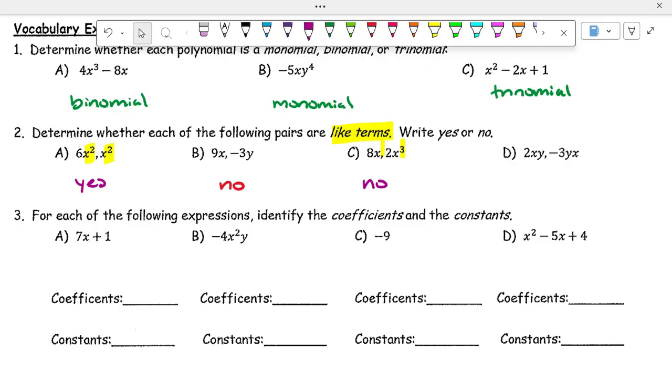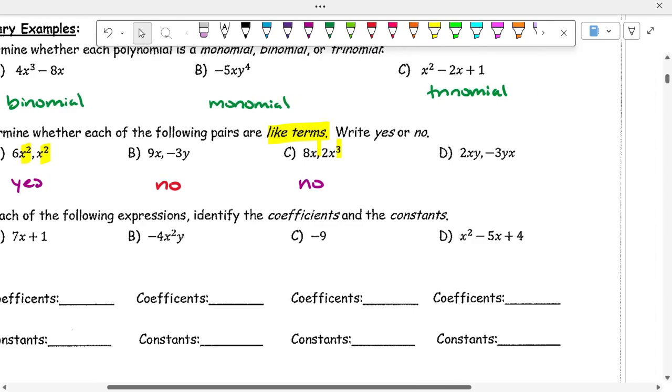What about the last one? Yes. So even though it's written out of order, remember, multiplication is commutative, meaning you can change the order and it'd be the exact same thing. So xy and yx are technically the exact same thing because it's the same two variables, and they're raised to the same power, which is 1. So that's yes.